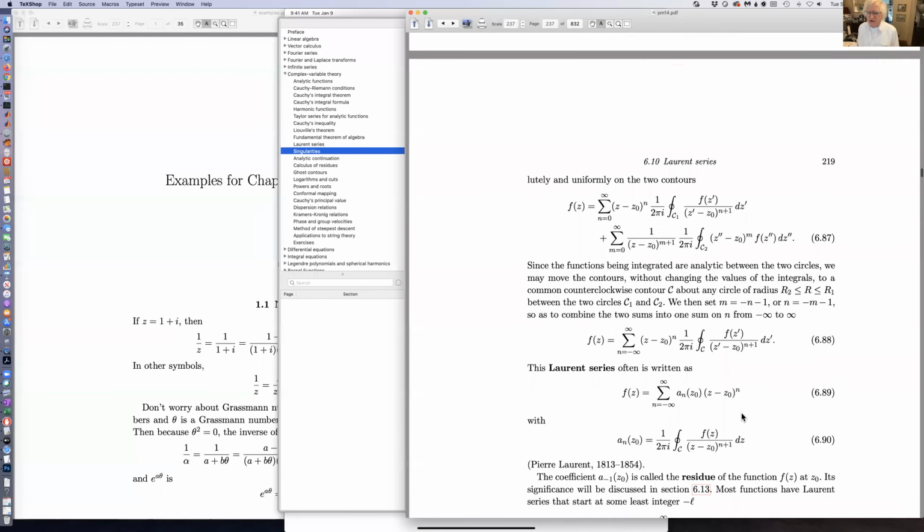Hold on, okay, there was a question about a pole. So let me say something about a pole. 1 over z minus z0 is a simple pole at z0. 1 over z minus z0 cubed, say, is a pole of order 3 at z0. So it's just a singularity that looks like that.